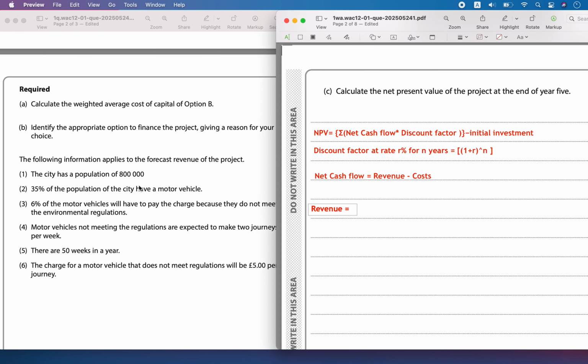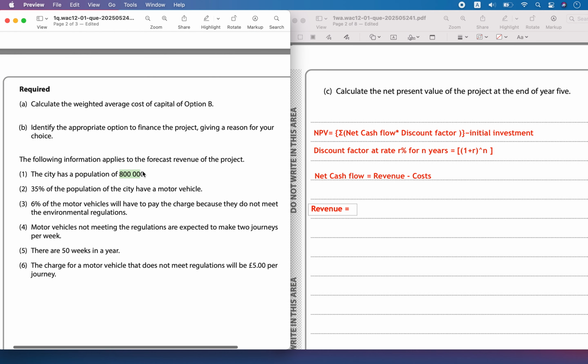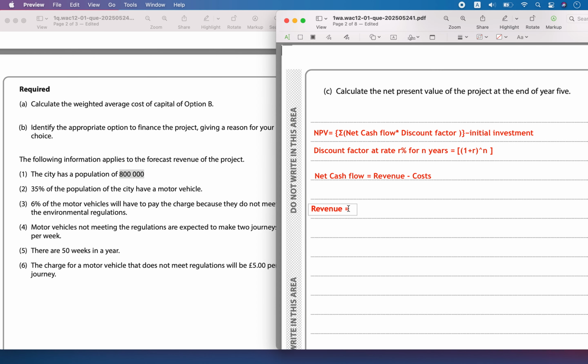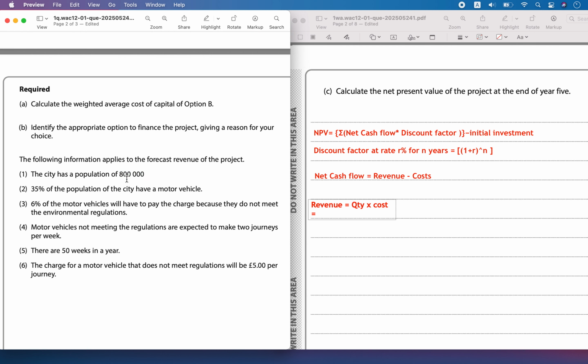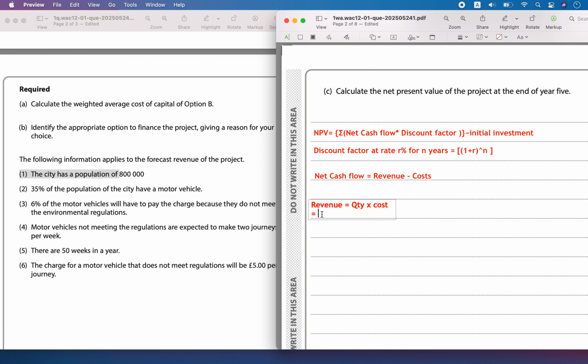So the revenue is going to be equal to the total quantity times the cost. Quantity times the cost is the general formula. Now what is the quantity? How many people are you going to take into account? So 800,000 will be the total number.